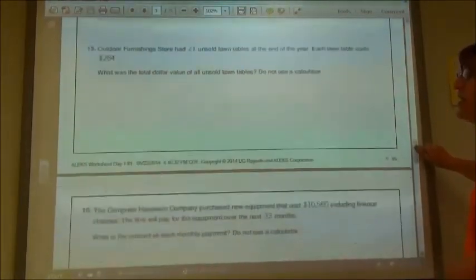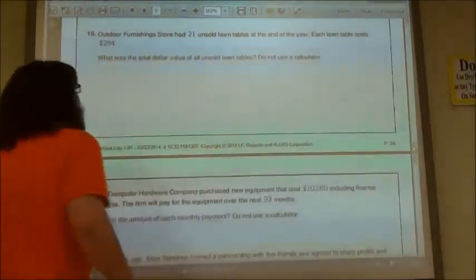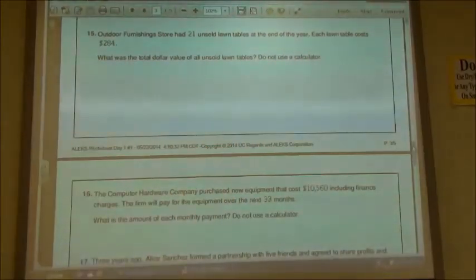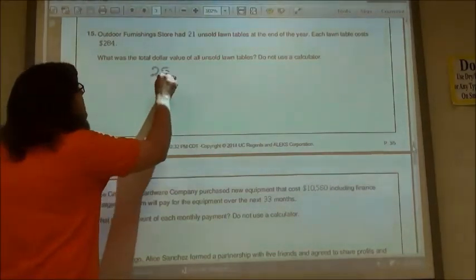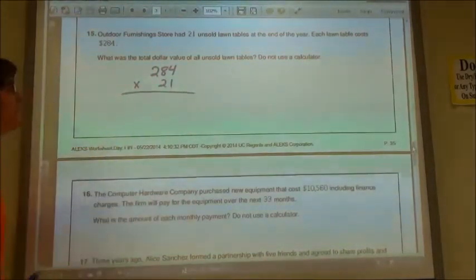And number 15, we'll at least have a little bit more room to write, since we're at the bottom of that page. Outdoor furnishing stores had 21 unsold lawn tables at the end of the year. Each one cost $284. What is the total value of all the tables? So I have 284, and I'm going to take it times the 21 tables that I have left.